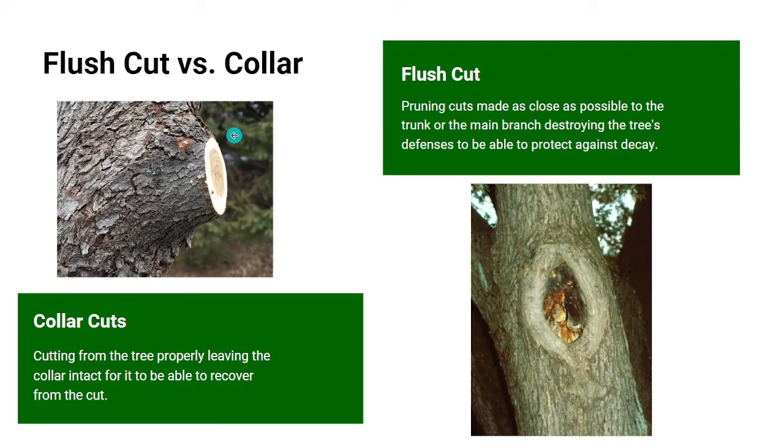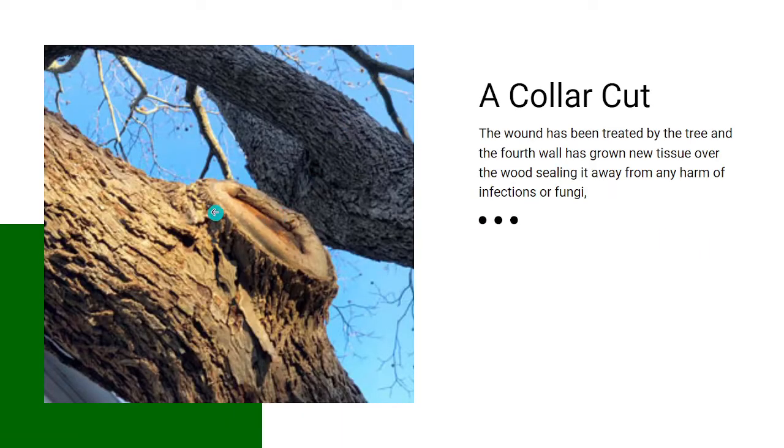compared to, as I said right here, where if we were to cut too closely to the tree, this would become a flush cut, making it extremely hard and open to decay. You can see some decay right here. Actually, you can see that the fourth wall of the tree actually tried to come up and put protective tissue around the tree to try to protect it from decay, but it did not work because it was a flush cut. And when you prune the cut so closely to the tree, it destroys all the tree's defenses, making it unable to protect against decay, which is what we don't want to do. This is a good example of a collar cut.